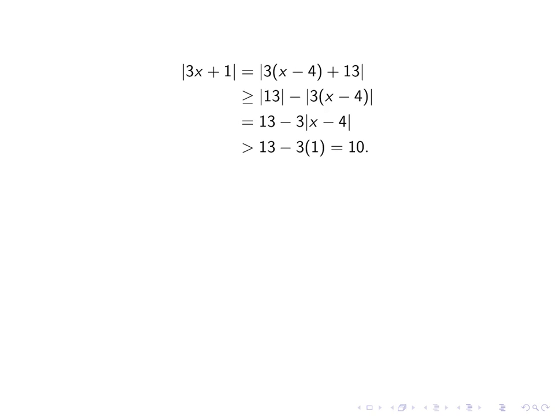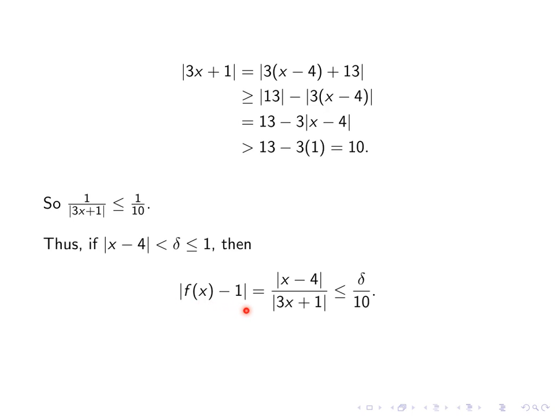So it's bigger than 13 minus 3 times 1, because when you subtract something, the inequality sign goes the other direction. And then that's just 13 minus 3, which is 10. So |3x + 1|, if we bound in this way, is bigger than or equal to 10. So 1 over it is less than or equal to 1/10. Therefore, if you bound |x − 4| by delta, and you stipulate that delta is at most 1, then |f(x) − 1| becomes bounded by delta over 10.